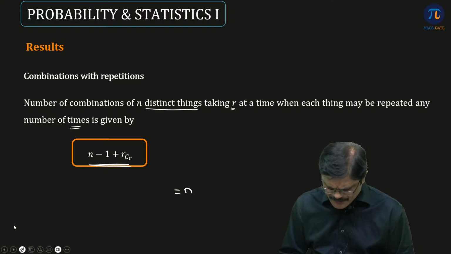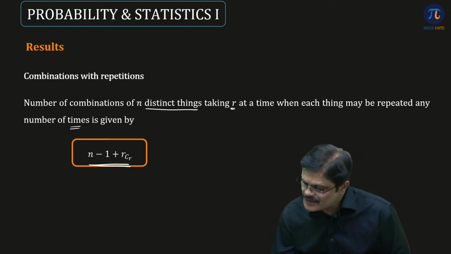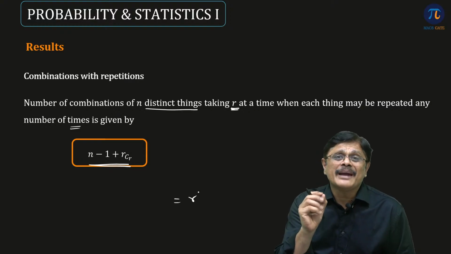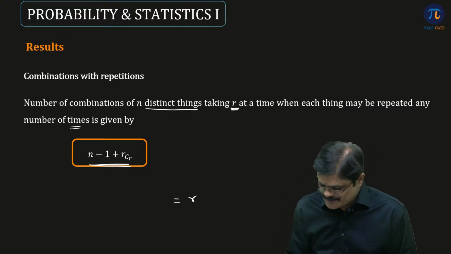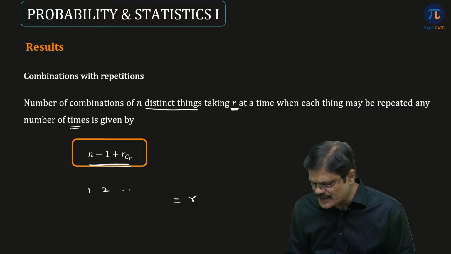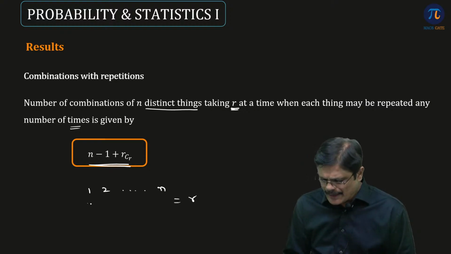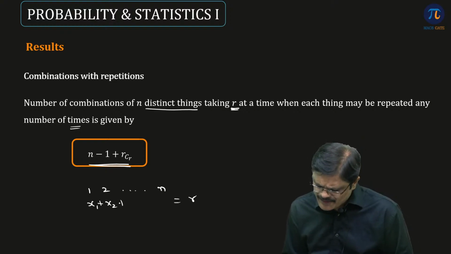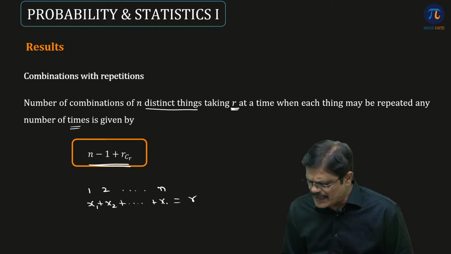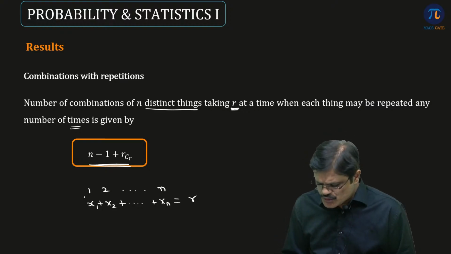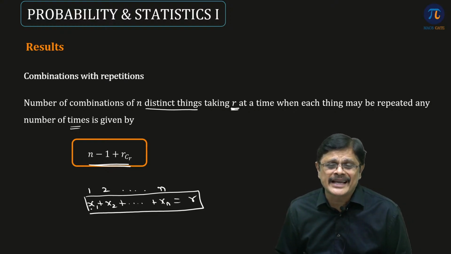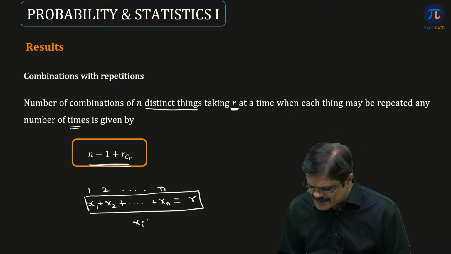Okay, so here you want to make an r selection. That is, you want to select r objects from n objects. So it is the first object, second object and so on, nth object. So I may be selecting x1 of the first type, x2 of the second type and so on, xn of the nth type. So I want to solve this particular equation x1 + x2 + ... + xn = r, where each xi is greater than or equal to 0.